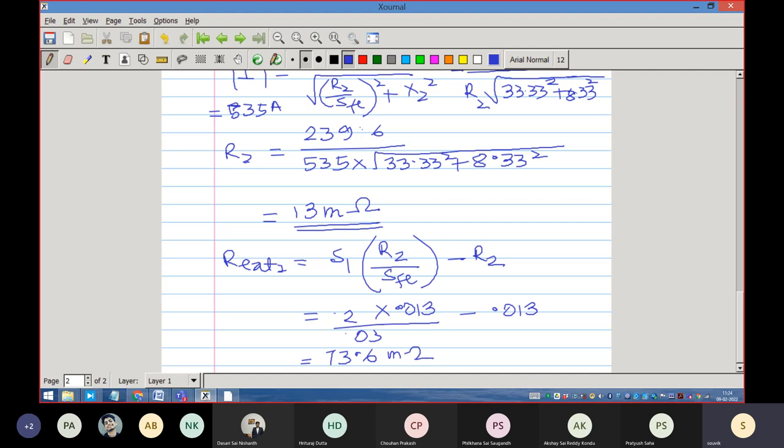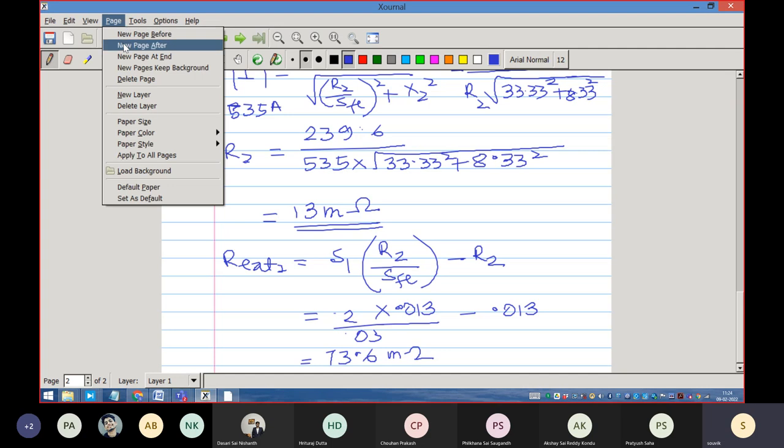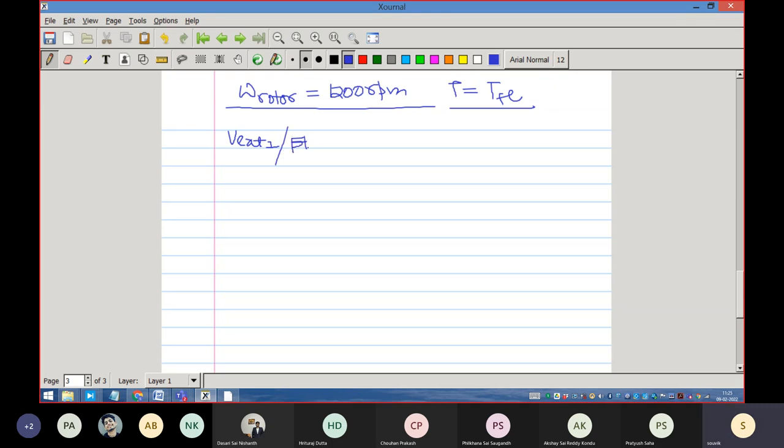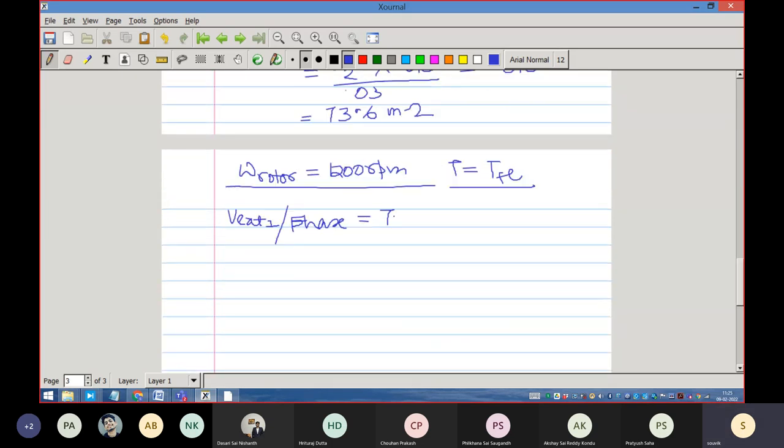Now we know what should be the injected voltage per phase at least. Injected voltage per phase has to be how much? V external 1, that means the condition when omega rotor is equal to 1200 RPM and T is equal to TFL, full load torque, we are running it. So this is the external voltage per phase, to be more clear and accurate. This is I into R, 73.6 milliohm into 535 ampere. The current is the same, current is not changing.